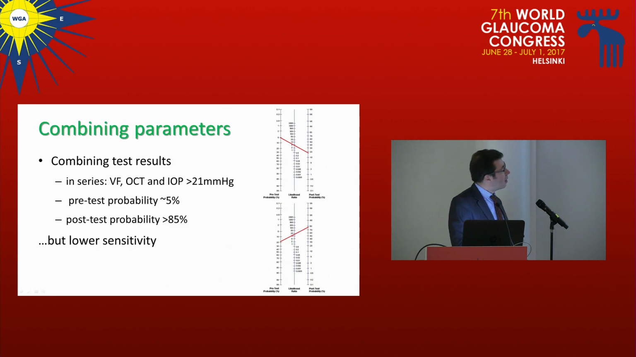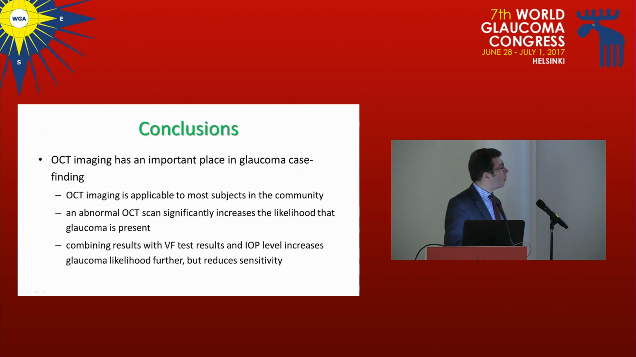We can combine test results, and if we combine the OCT results with the visual field and intraocular pressure results, we can get to a post-test probability of better than 85%, but if we do this, the sensitivity is a bit lower. So to conclude, OCT imaging has an important place in glaucoma case finding.